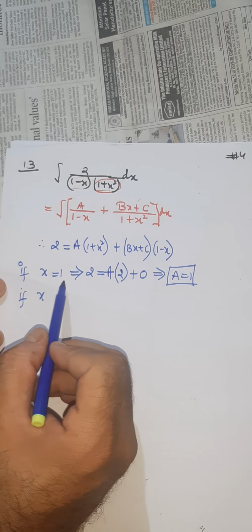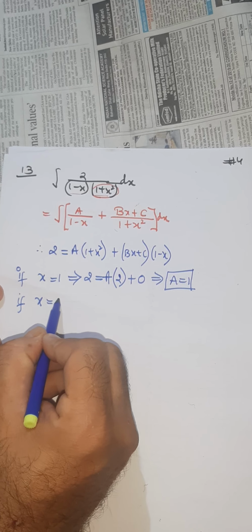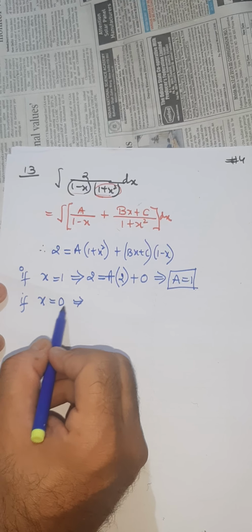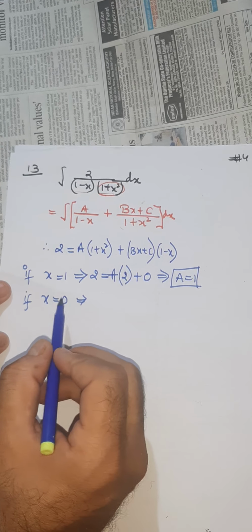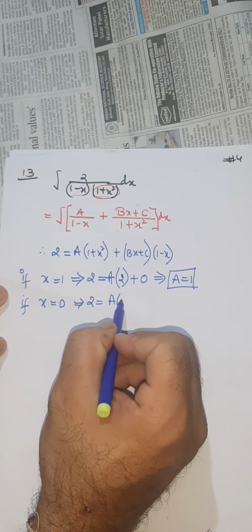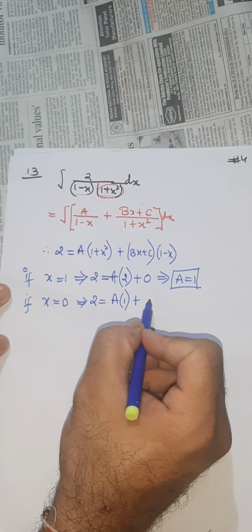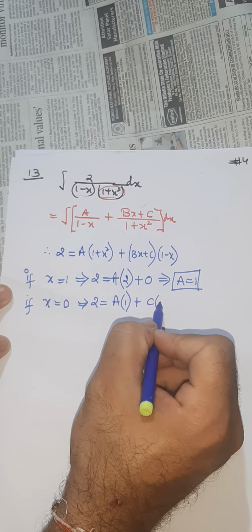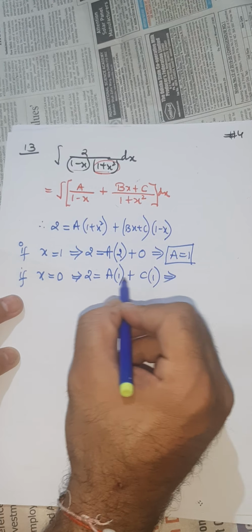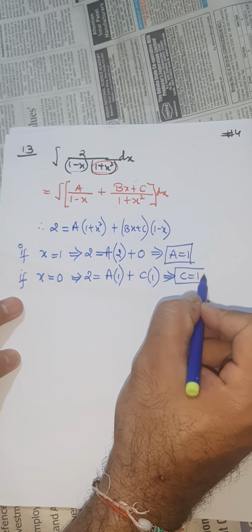Next, there is no x for this to become 0, but you need to take 3 values. So next I'll take 0. You can take anything, you can take 2, 3, 4, 5, but I have chosen 0 here so calculation becomes easier. If I take 0 here, this is 2, here a into 0 plus 1, which is a. I'm putting 0 here, so b into 0 is 0, so this is c, and here I'm also putting 0, so 1. So you have a plus c equals 2. But a you know is 1, so here c will again be 1.